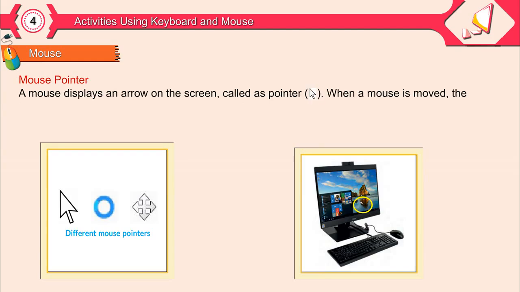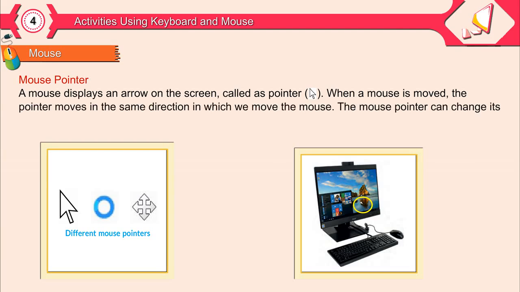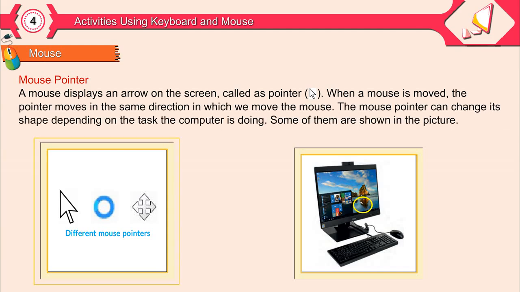Mouse pointer. A mouse displays an arrow on the screen called pointer. When a mouse is moved, the pointer moves in the same direction in which we move the mouse. The mouse pointer can change its shape depending on the task the computer is doing. Some of them are shown in the picture.